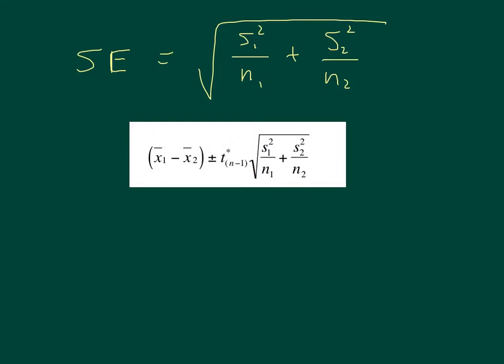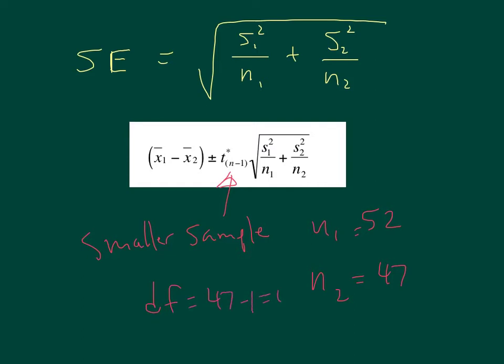And it should be noted that the n minus 1 degrees of freedom is for the smaller sample. So if you have a sample of, say, 52 and you have a sample of, say, 47, then your degrees of freedom is going to be equal to 47 minus 1, or 46. So we go with the sample that's the smaller size, times your standard error.